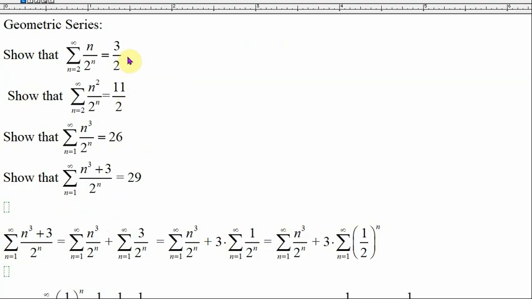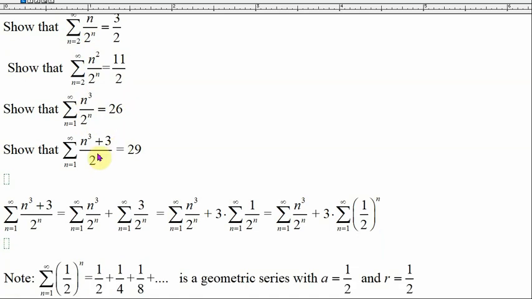And so far I've shown that this series with n over 2 to the n is 3/2, and the series with n squared over 2 to the n is 11/2, and I've just shown that the series with n to the third over 2 to the n is 26. And then now let's show that this series here is 29.